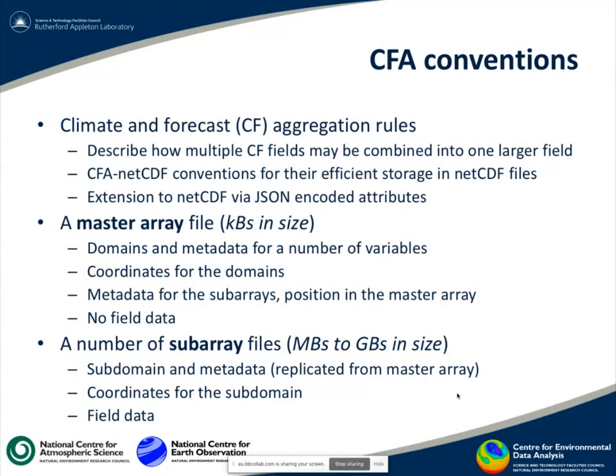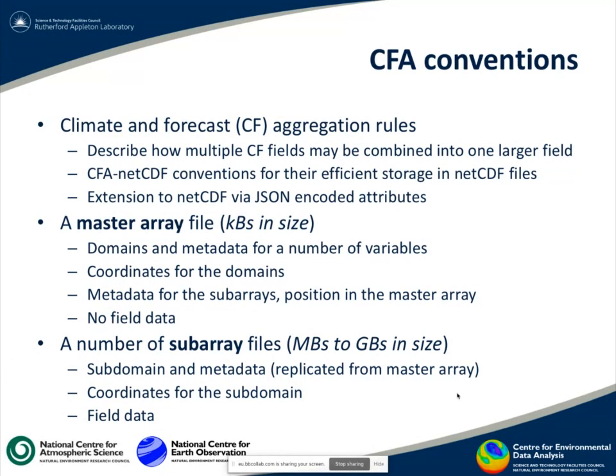So the CFA conventions are just a general set of conventions, but then to actually store them in a NetCDF file, we have these CFA NetCDF conventions. And here it says that they're an extension to NetCDF by JSON encoded attributes. That was true for CFA 0.4, but we realized the problem with that. CFA 0.5 uses groups and variables in groups to represent the subarray file information.